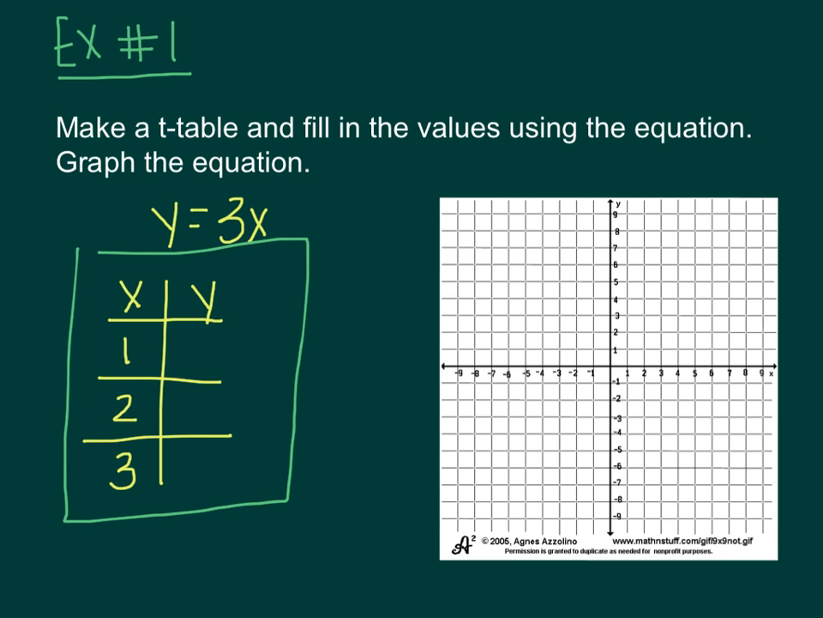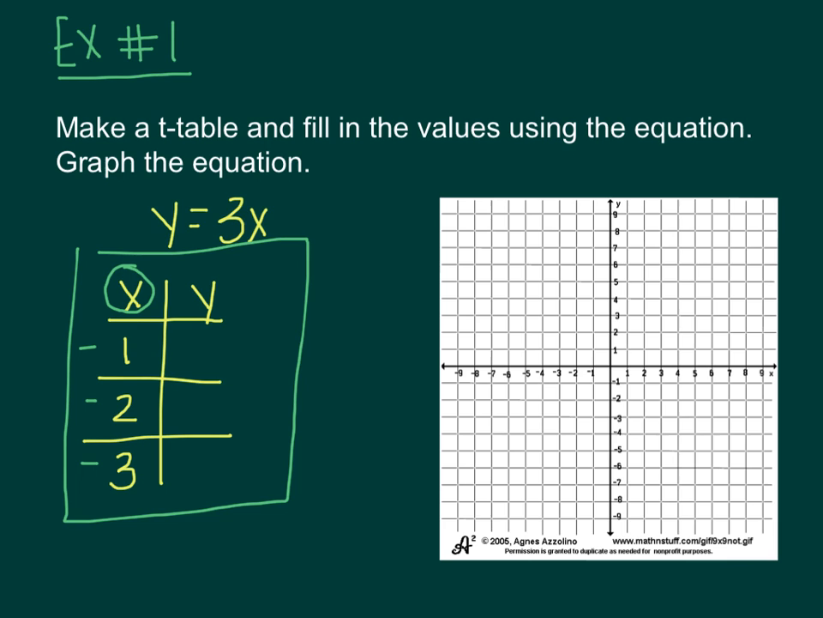So, if they do not give you any values for x, that means you get to pick them. You can pick any values you want. It's easier to stay with lower numbers, but of course you don't have to. So I went ahead and just picked the numbers 1, 2, and 3. So we're going to solve and finish filling in this table.